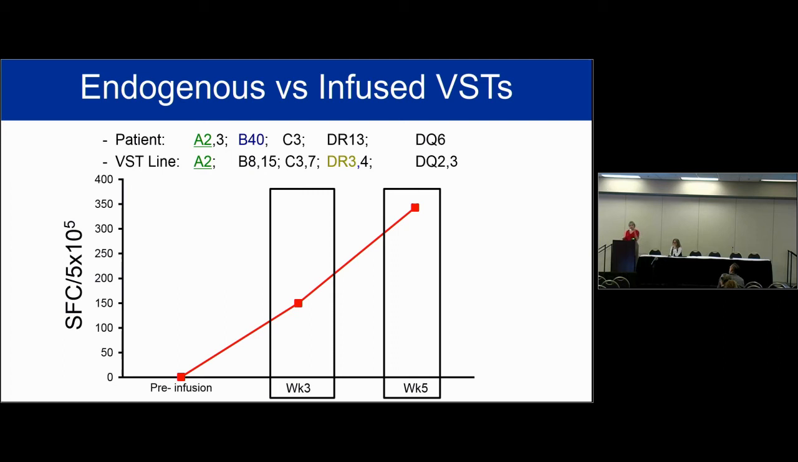So if we saw responses against peptides presented in A2, that would be a shared response. If we saw activity against DR3, we know that that indicates that our cells are persisting in the patient's peripheral blood post-infusion. And if we saw activity against peptides presented in the context of B40, that would be indicative of the patient's endogenous immune recovery starting to happen and reconstitution post-transplant occurring.